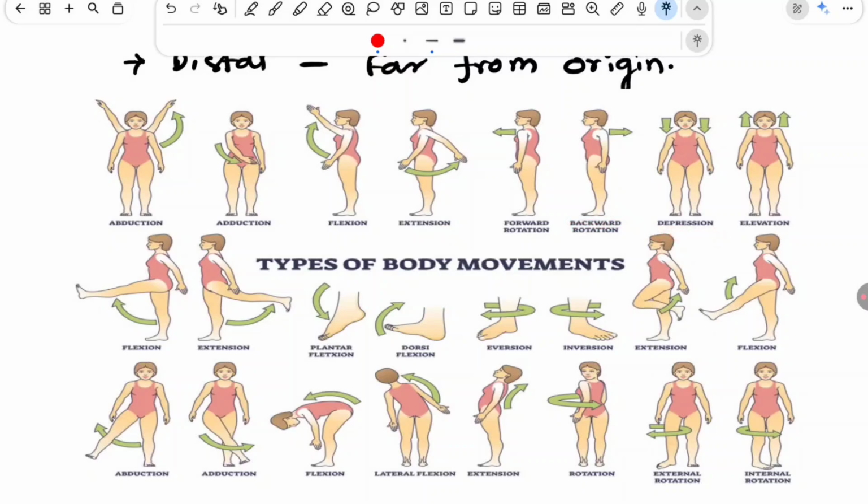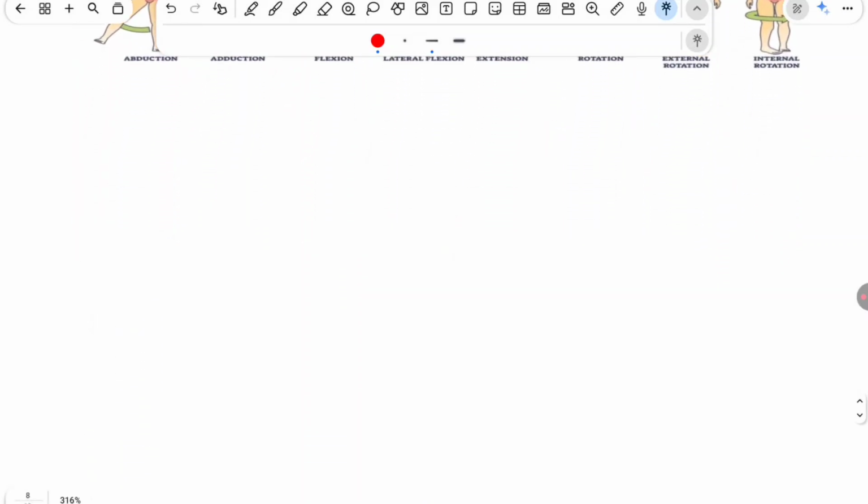And depression means the shoulders will go down. Elevation means go upside. Then leg flexion, leg extension, then plantar flexion, plantar extension. Here also you can see abduction, adduction, flexion, extension, all are there. If you practice photo-wise, then you will remember these anatomical terms. Just take one screenshot and you can practice.